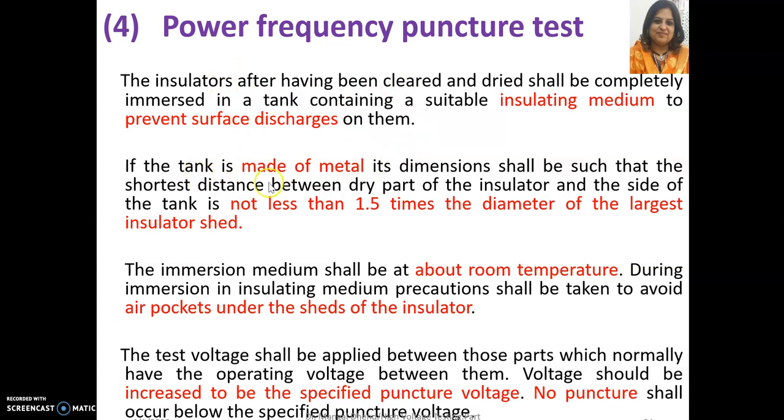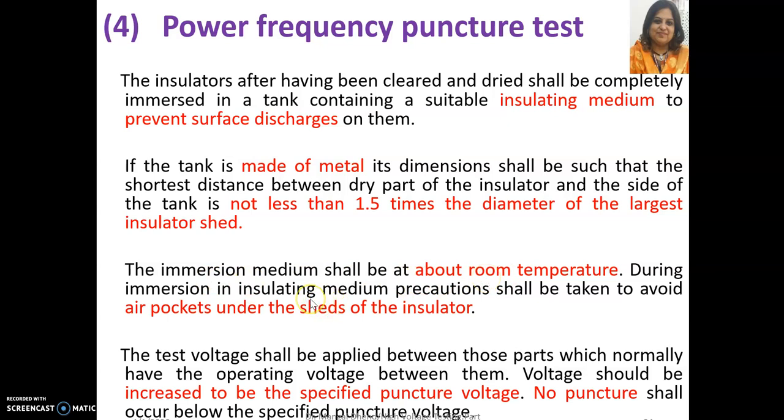The tank should be made of metal, because you are now observing the puncture test. The dimensions of the tank shall be such that the shortest distance between the dry part of the insulator and the side of the tank, means the clearance, is not less than 1.5 times the diameter of the largest insulator shade. So you know the petticoats or the shades, and then clearances and dimensions are given. You have to observe all these, and keep the insulator immersed at room temperature.